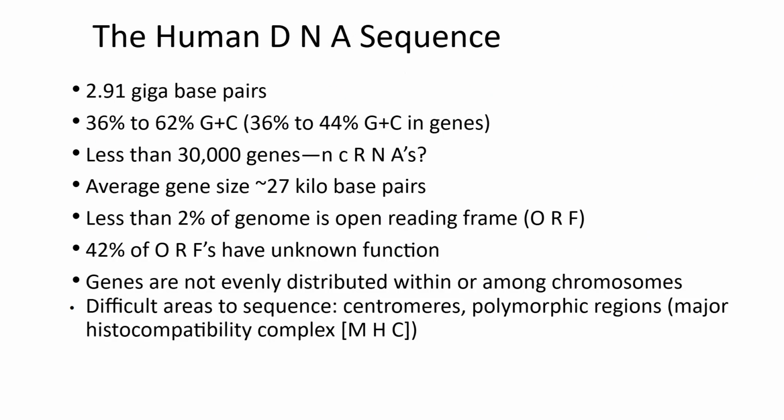The human DNA sequence: 2.91 gigabase pairs, 36 to 62% GC, or G plus C, less than 30,000 genes. Average gene size is about 27 kilobase pairs. Less than 2% of the genome is open reading frame. 42% of the open reading frames have unknown function. Genes are not evenly distributed within or among chromosomes. Difficult areas to sequence include centromeres, polymorphic regions, and the major histocompatibility complex.